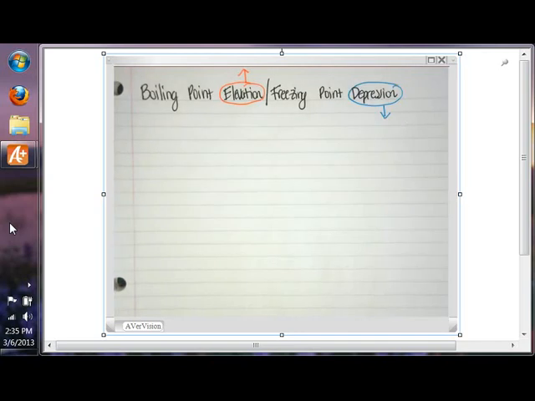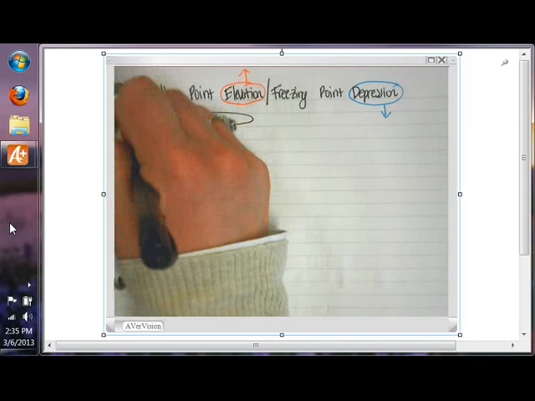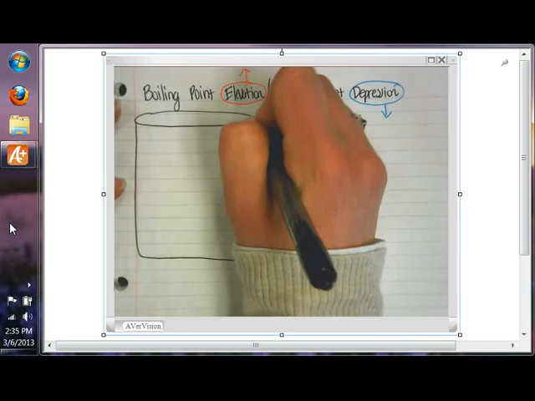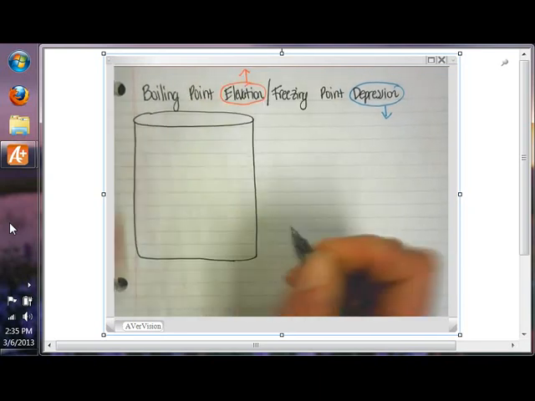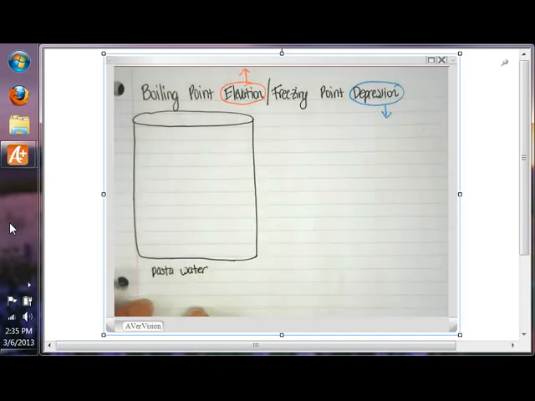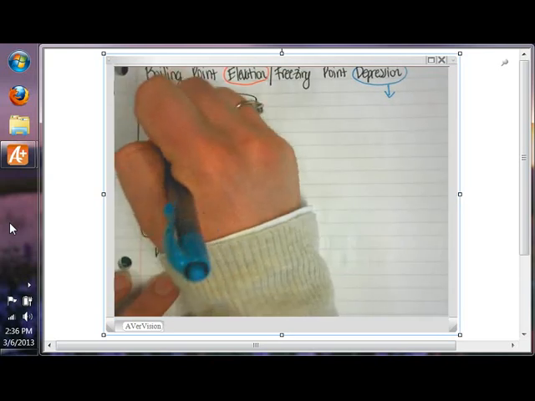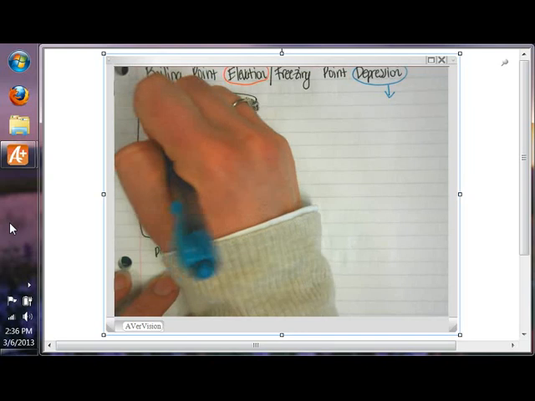So the first thing I'm going to do is draw a container, and let's say it's a container of pasta water. So we're going to boil some water to make some pasta, and I'm going to put some water in there, some water molecules.